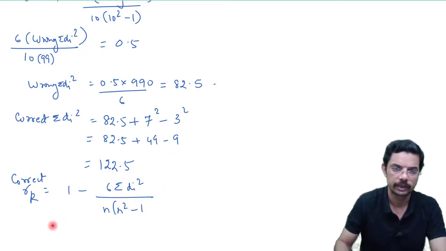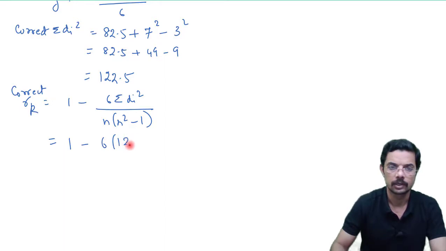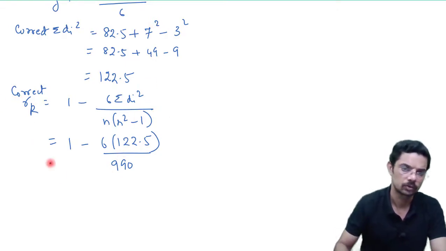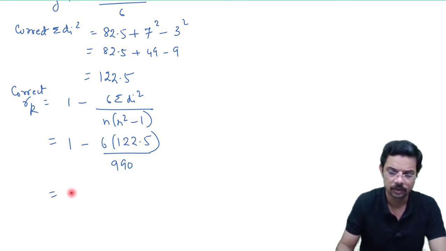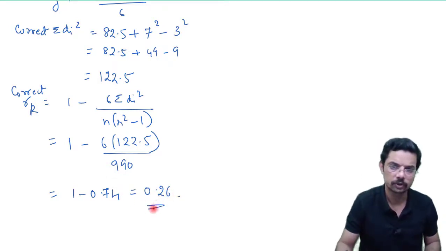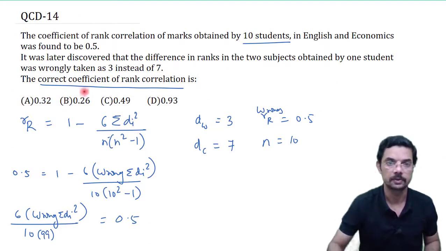Okay, so we shall put the values. This is 1 minus 6 into 122.5 divided by 990. We have calculated the same thing above, so we know how to do this. Using the calculator, what you get is 1 minus 0.74, which will be equal to 0.26. So the answer is 0.26, option B. Option B is our answer.